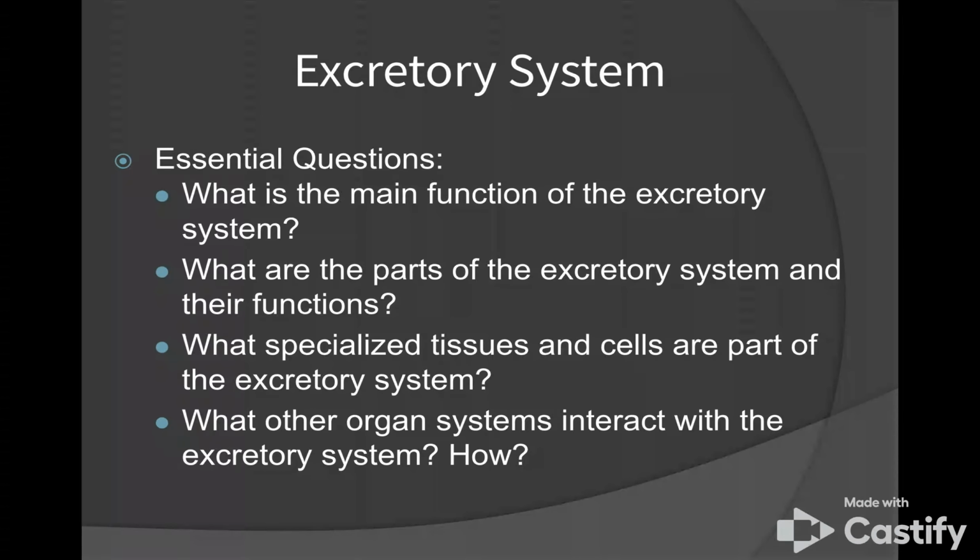Hopefully you can answer what the main function of the excretory system is. What are some of the organs or parts of the excretory system? What are some cells and tissues that work in that system? And what are other organ systems that interact with the excretory system and how?